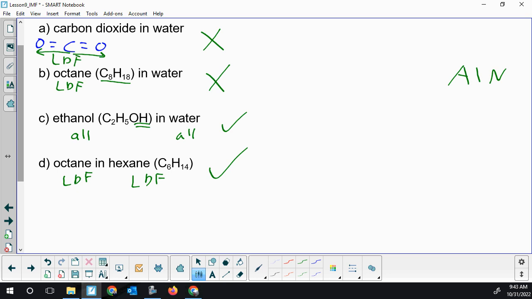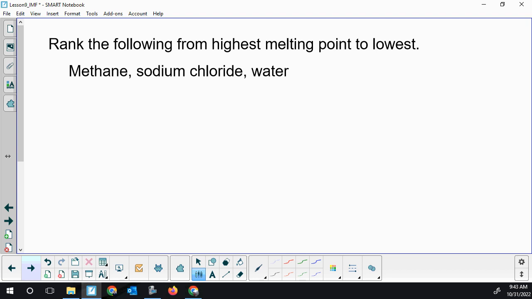What I haven't done, and will on this last slide, is mix everything together. We're going to rank these three substances from highest melting point to lowest, but we've got different types of chemical bonding here. So anytime you're asked to do either melting or boiling point, it's the same logic. We have to talk about forces.